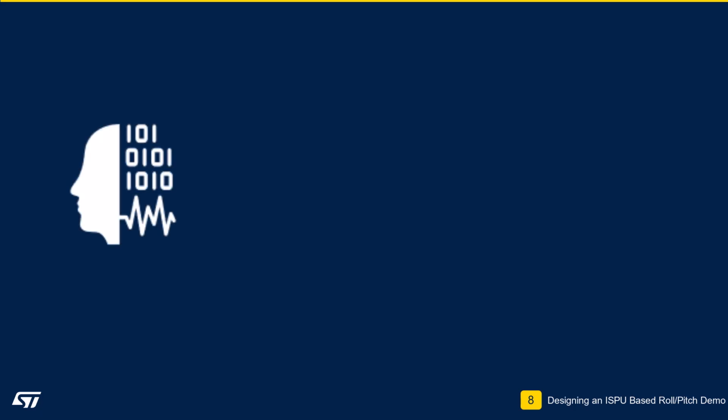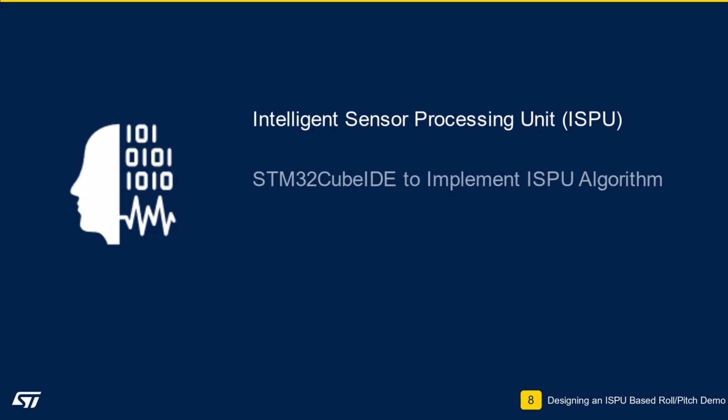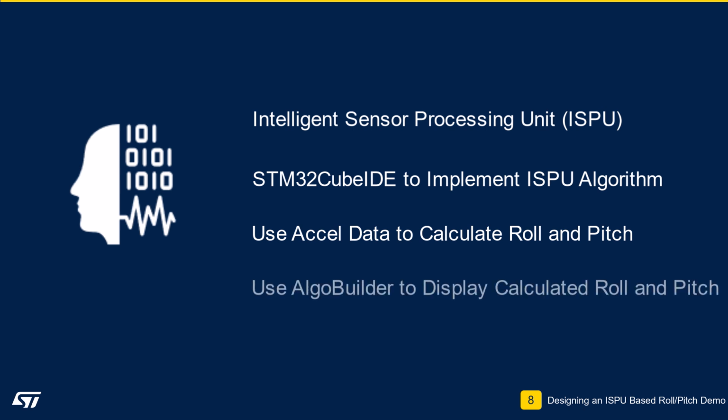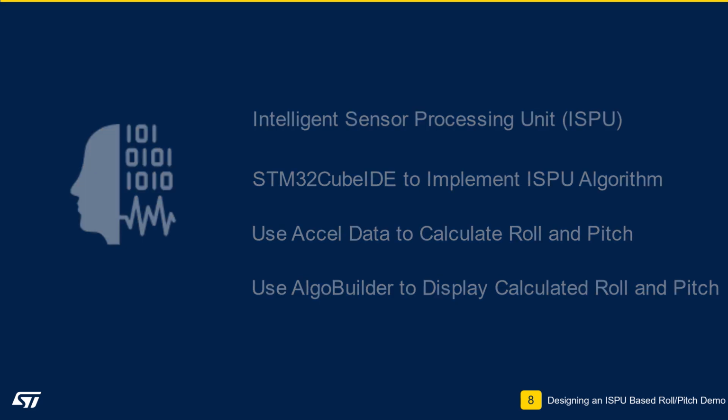Module 8. Designing an ISPU-based roll pitch demo. In this module, we'll make use of the Intelligent Sensor Processing Unit, or ISPU, embedded inside the ISM6HG256X. We'll use the STM32CubeIDE to implement the algorithm, which will run on the ISPU. The ISPU will read accelerometer sensor data and calculate the roll and pitch angles. We'll then use AlgoBuilder to display the calculated roll and pitch angles on the PC screen.